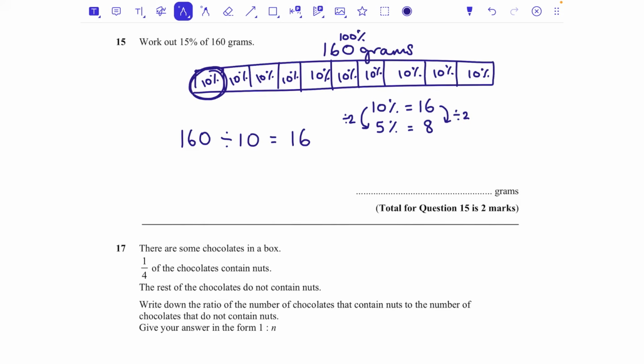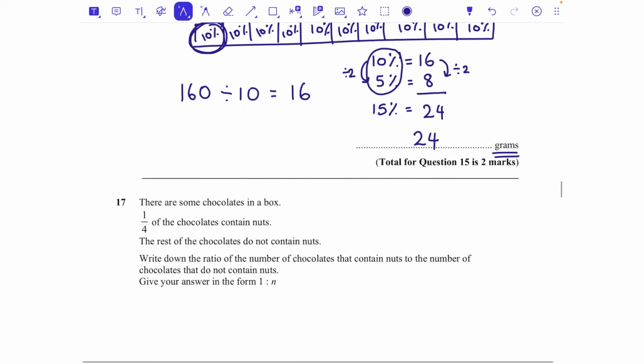And hopefully now you can see that if I want 15%, then I can just add those two together. So 16 add 8 is 24, because 10 add 5 makes 15%. So 15% is worth 24 grams. And you want to make sure that you put grams on the answer line, but they already had it here for us, so we were okay with that. Question number 17.